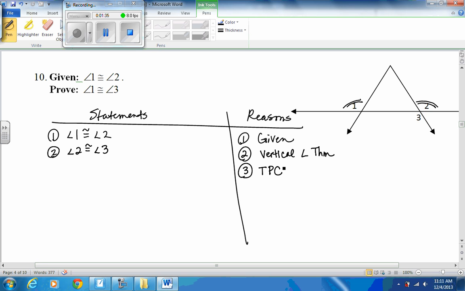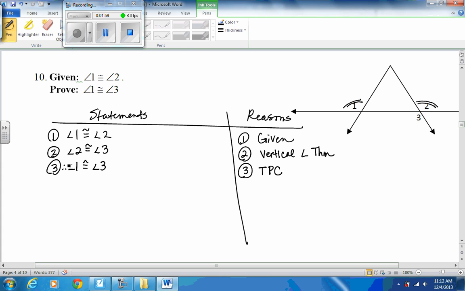See how the 1 goes to the 2? And then from the 2 we'll end up at the 3. If A equals B and B equals C, then A equals C. That's TPE. Well, here's the same thing, but with congruency. So angle 1 will get us to angle 3, and that would be it. 3 steps.